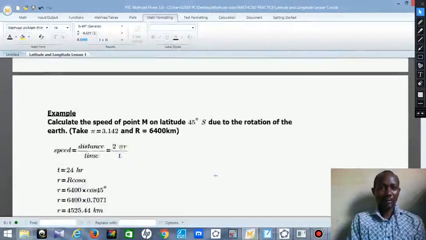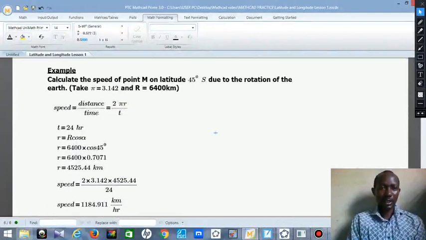Finally, the example we did before we stopped is this. Speed is what they want us to calculate for a particular point. This point M is standing on this latitude due south. That means it is going around as the earth rotates at point M. So what is the speed at point M? All you need to do is get the length of that latitude. Time for rotation is 24 hours per rotation, that's 24 hours in a day, which is why we took t as 24 hours. If you solve it well and substitute, you will get this answer as your speed.